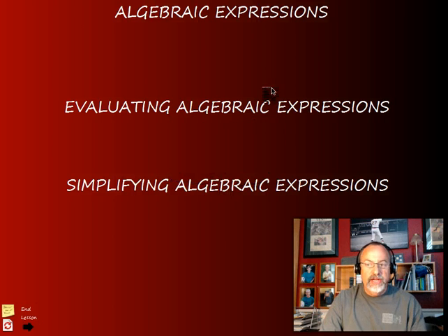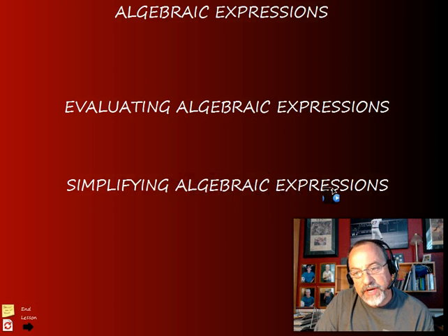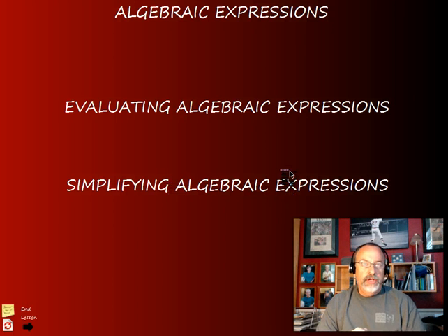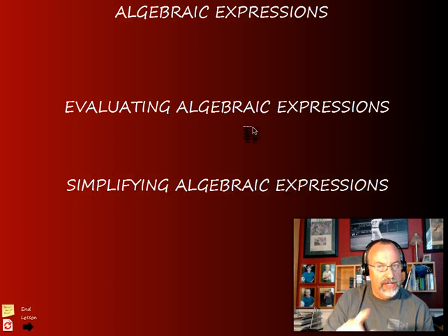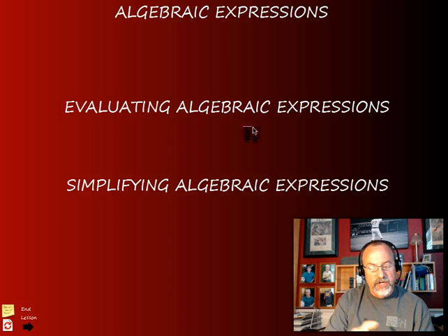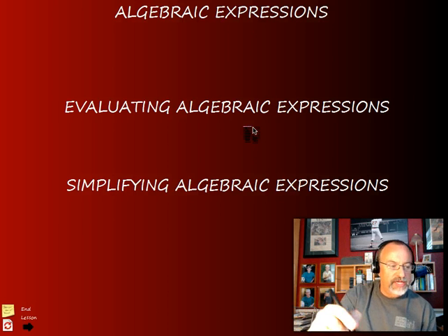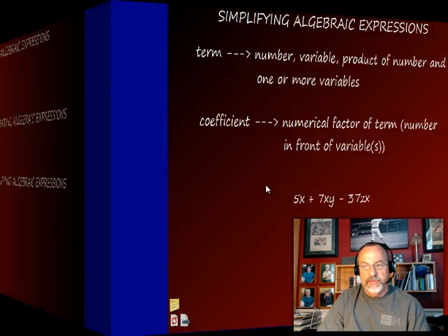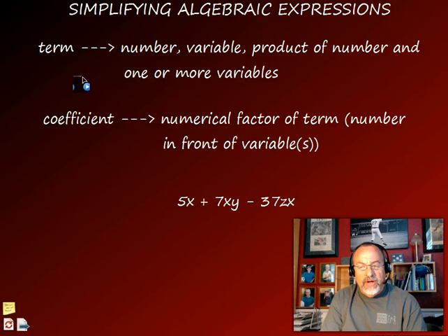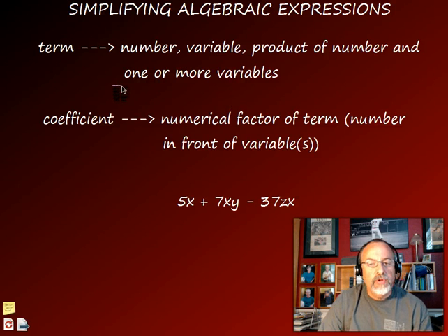The next thing we want to look at is now simplifying algebraic expressions. So remember, an algebraic expression is an expression that has variables in it. Now here we're talking about simplifying. How is simplifying different than evaluating? Keep that in mind because I want you to know the difference. So evaluating is substituting and then simplifying. Simplifying an algebraic expression means, well, there's a couple vocabulary words we want to look at.